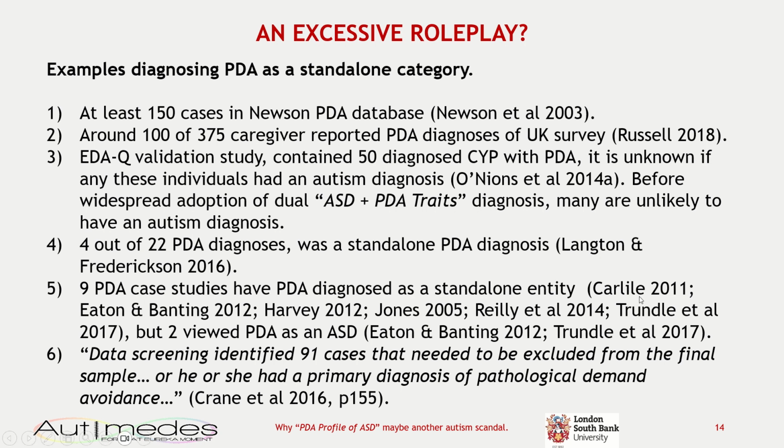And more recently, if you look at a bunch of case studies in PDA, a lot of them are diagnosed as standalone entities. That's Carlisle 2001, Easton Banton, Harvey, Jones, there are single case studies, there are 4 case studies in Riley et al., and Trund et al. I do need to point out that Easton Banting and Trund et al. viewed PDA to be a form of autism, but they were diagnosed as a standalone thing. So the point of this is that it does seem possible to diagnose PDA as a standalone category.